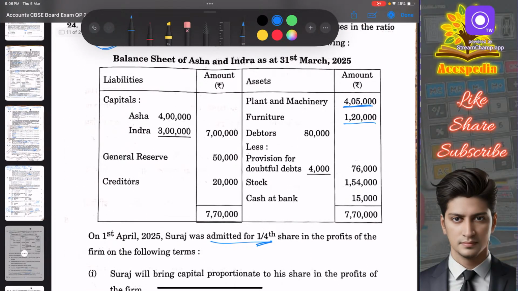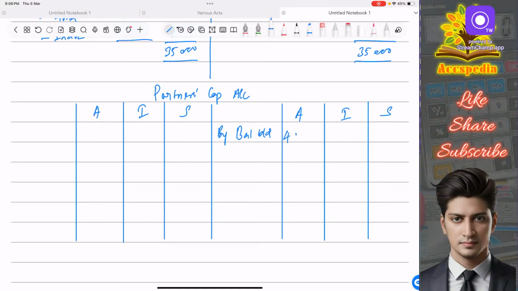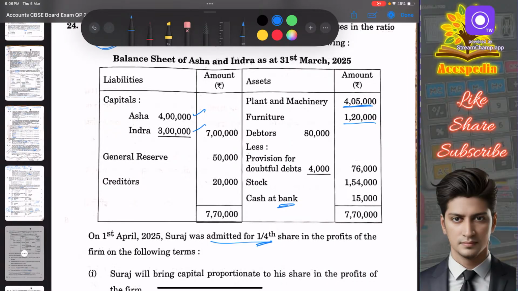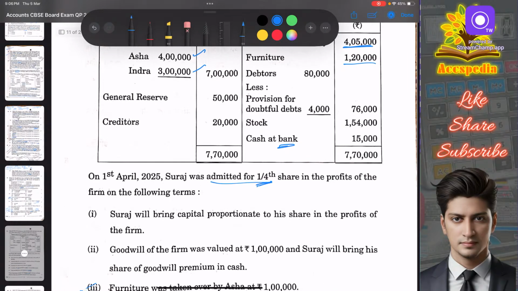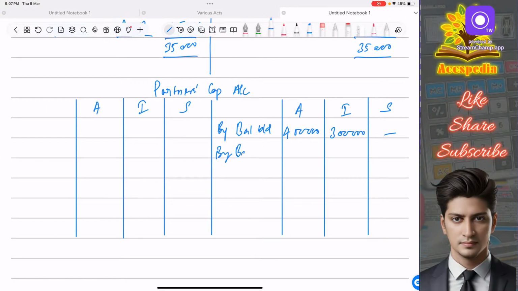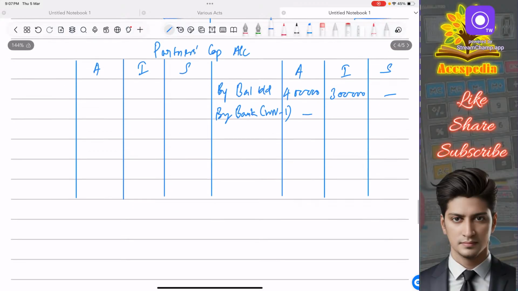Look at the balance brought down, 4 lakh, 3 lakh. Not for him, but he brings by bank. I will write bank, since there is bank balance, but you can write cash also, no problem. He will bring proportionate capital, so that means we have to calculate. So I will write bank and I will write working note number 1. This we have to calculate.